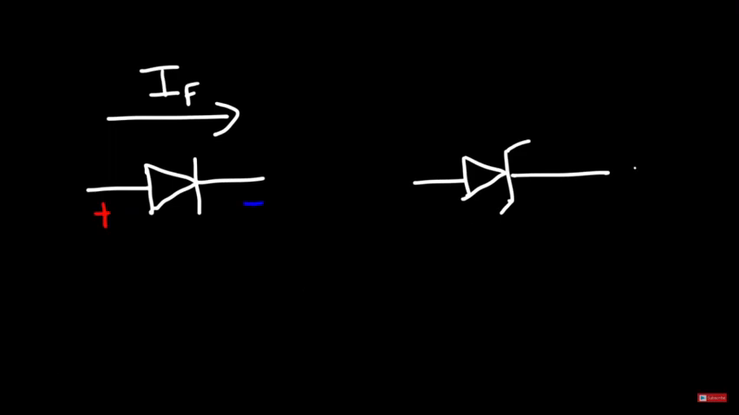On the right, this is the symbol for a Zener diode. Now, a conventional diode is designed to allow conventional current to flow in the forward direction. So this would be the positive terminal, and this would be the negative terminal. In a Zener diode, current can flow in the forward direction like a conventional diode, or it can flow in the opposite direction.